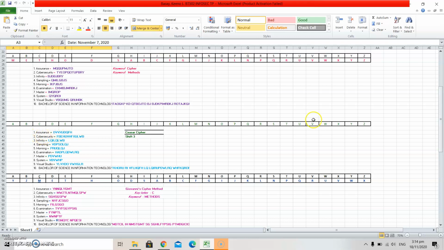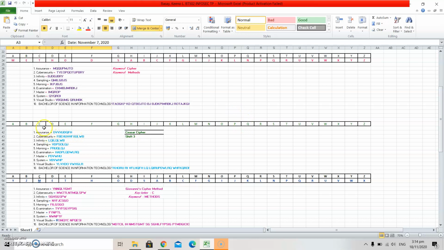Letter U, shift 3: 1, 2, and 3 will become letter X. And letter R, shift 3: 1, 2, and 3 will become letter U. And letter A, again, shift 3 will become letter D. And letter N, also shift 3: 1, 2, 3, letter Q.